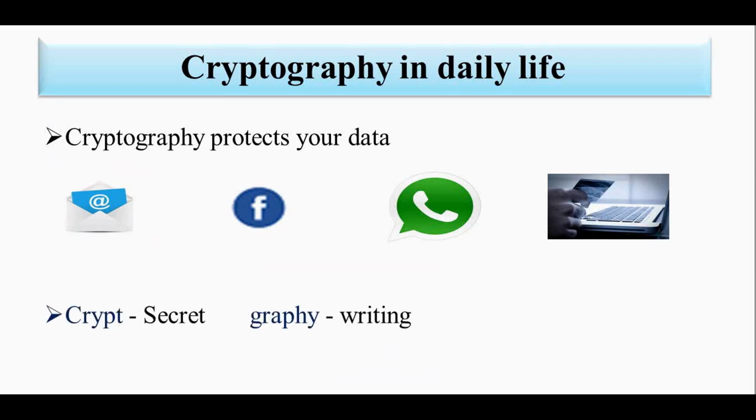So how is this security provided? The word cryptography: crypt represents secret and graphy represents writing. So the data is converted into a secure form such that the hackers will not be able to retrieve your data, that is your sensitive data. So let us see the terms involved with cryptography. We have four terms: encryption, decryption, plain text and ciphertext.